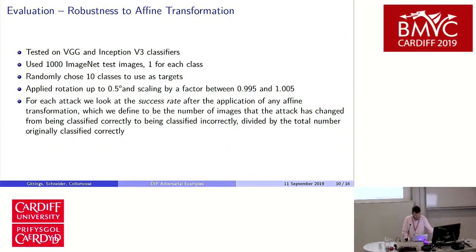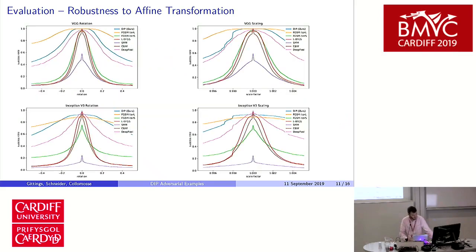So we've evaluated our robustness. We tested on 2 classifiers, a VGG and an Inception. We used 1,000 ImageNet images to test, 10 target classes, some small rotations. These are very small rotations, which is enough to break most of the methods, and also some very small scalings. And we'll be looking at the success rate, which is: you take the images that you originally got right, and then you look at how many of those you now get wrong, divided by the number that you got right originally.